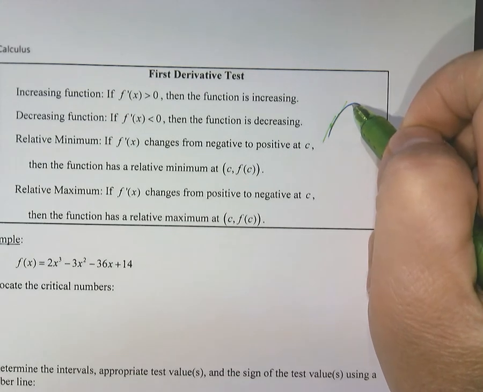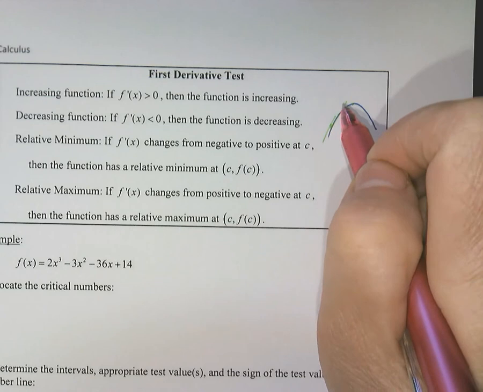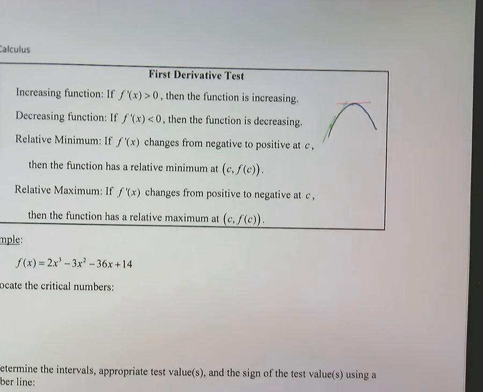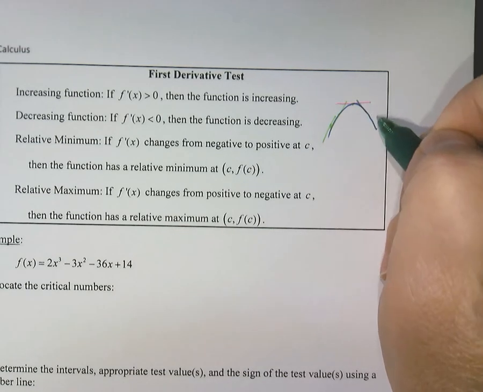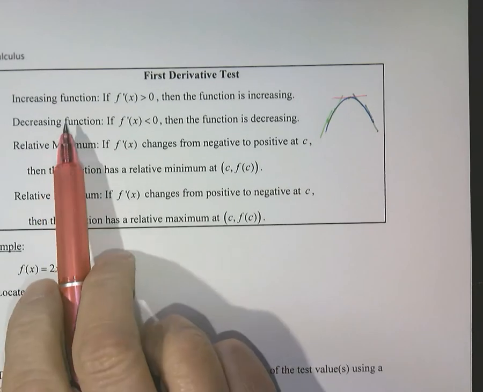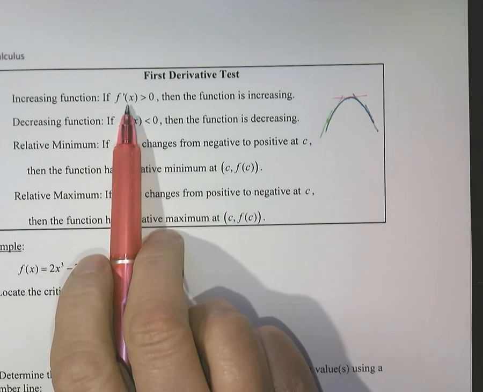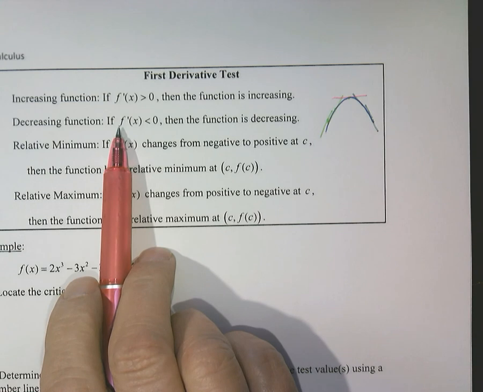Here at the very top, the tangent line has a slope of 0. And as you work your way back down, if I draw a tangent line along here, anywhere there, my derivative is negative. So my slope is negative. So that's what this is saying. So increasing function is when the derivative is greater than 0. Decreasing function is when the derivative is less than 0.